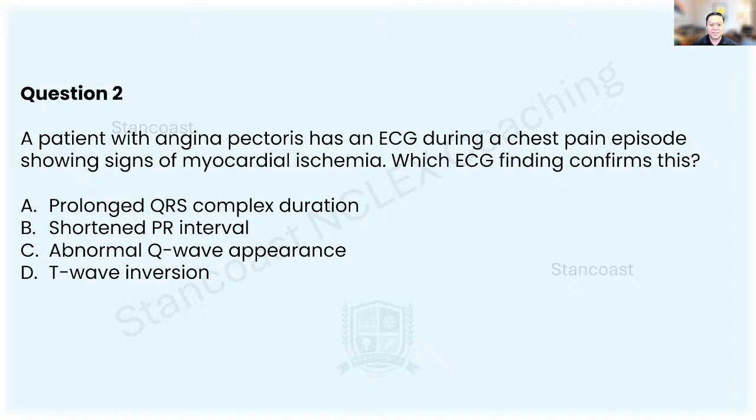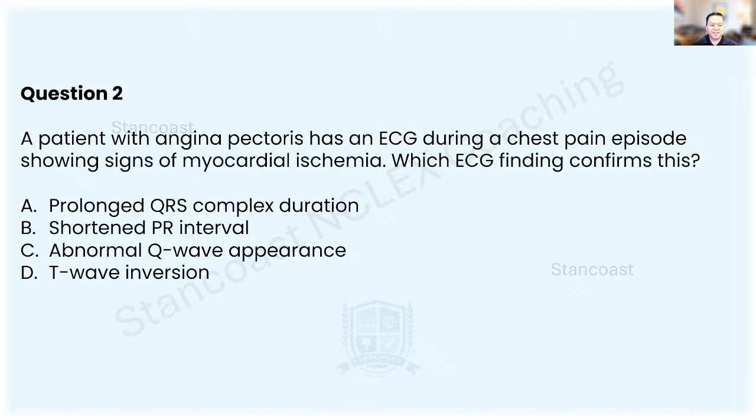All right. The question is, a patient with angina pectoris has an EKG during a chest pain episode showing signs of myocardial ischemia. Which ECG or EKG finding confirms this? Is it A, prolonged QRS complex duration, B, shortened PR interval, C, abnormal Q wave appearance, D, T wave inversion?